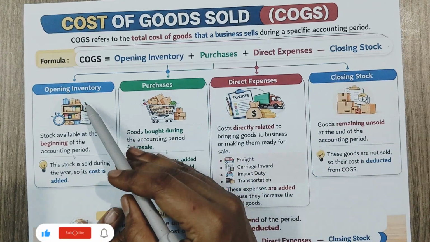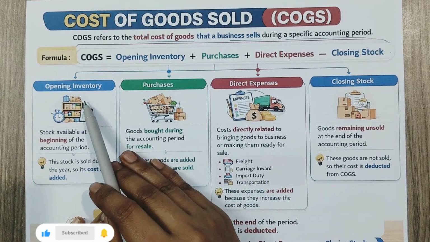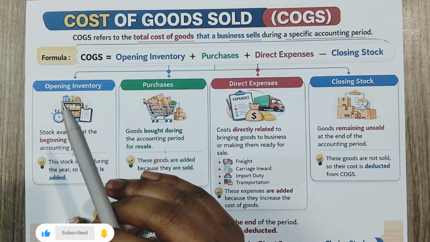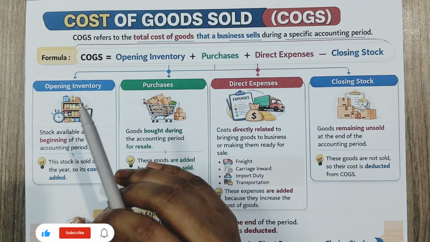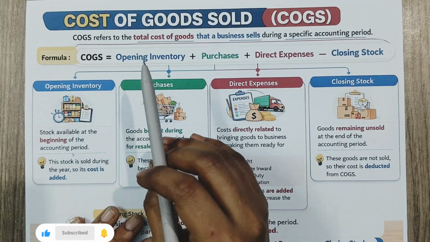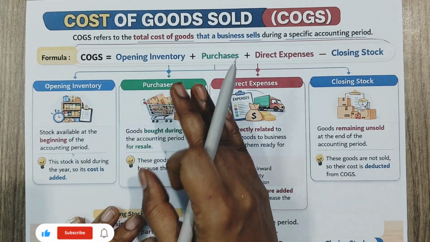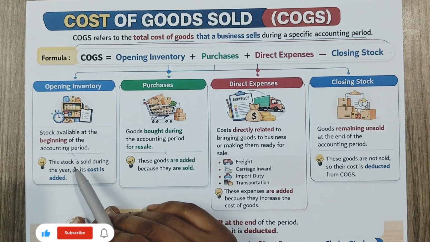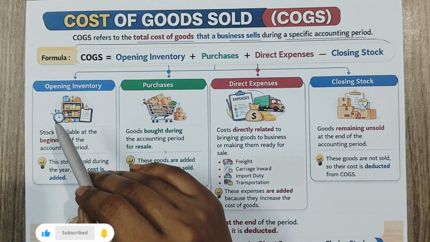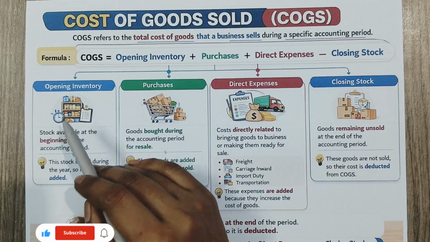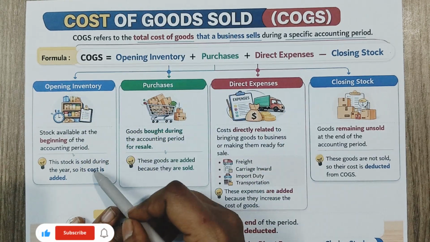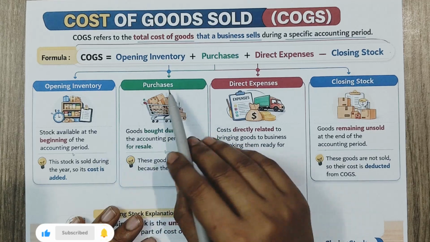Now, opening inventory. The name itself says whatever stock is available at the beginning of the year, and this will be sold by the end of the year. So that is why it will be added. Whatever is available in the beginning of the year will be sold during the year. That is why this cost will be added.